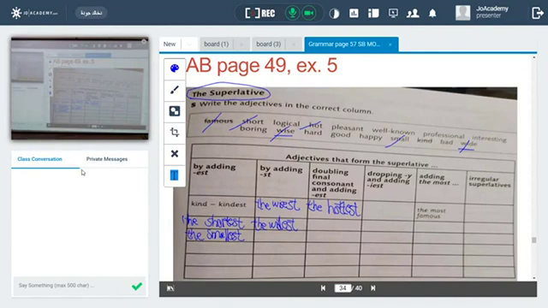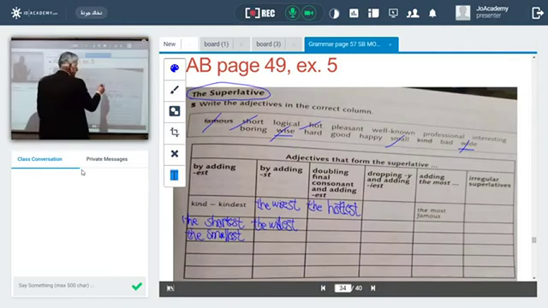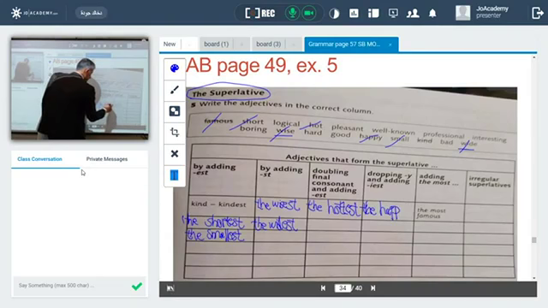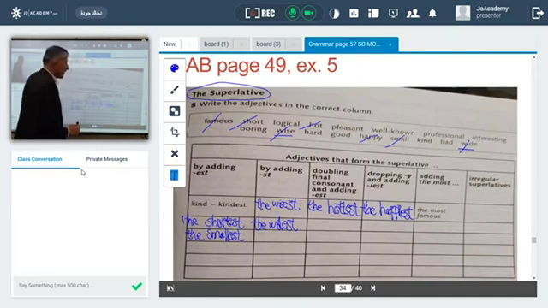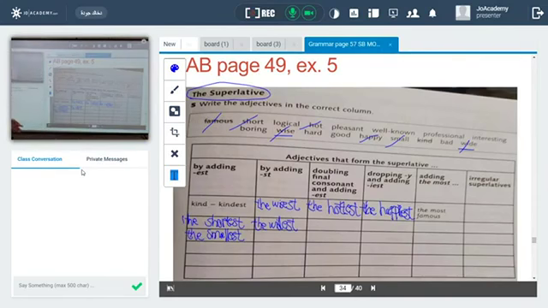Dropping y and adding iest. Where is the adjective which ends with y? We have only happy. So it becomes the happiest. So here we dropped the y and we added I in its place. Then we added est to the end of the adjective. So it becomes the happiest.